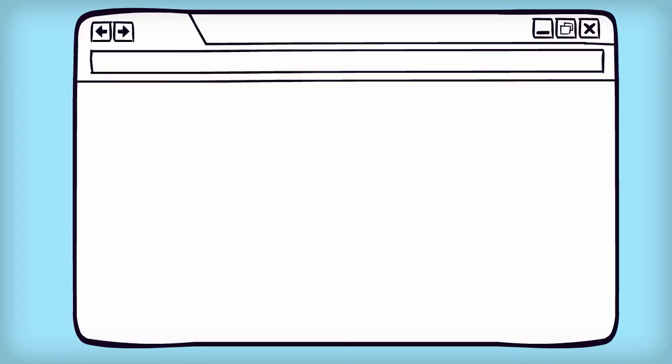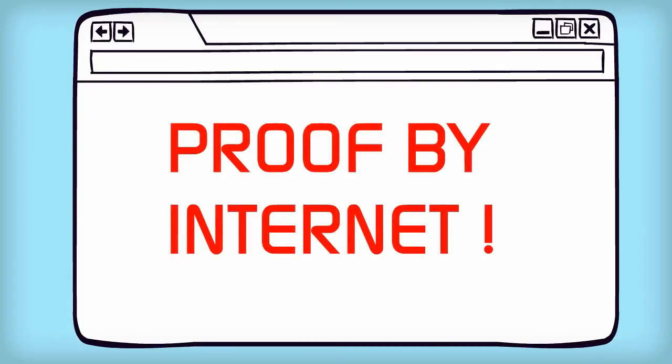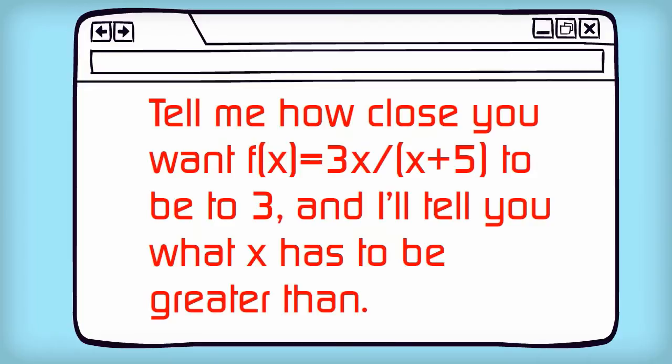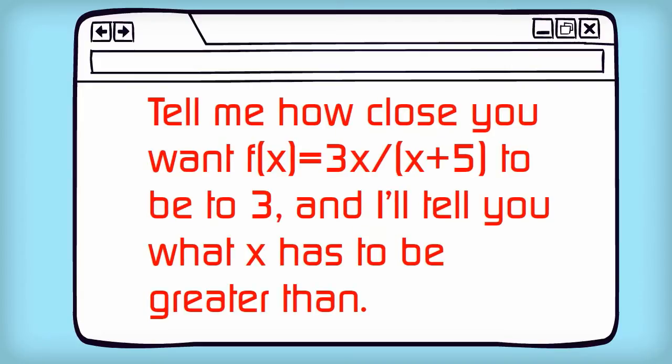To understand proving from the definition, I want to start first with what I call proof by internet. Suppose you put up on your website the following as an invitation to everybody in the world. Tell me how close you want f(x) equals 3x divided by x plus 5 to be to 3, and I'll tell you what x has to be greater than. And I agree with you that if you can do that for the next 30 days, then I'll accept that the limit of f(x) as x goes to infinity is in fact 3.